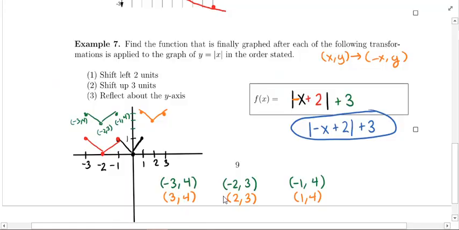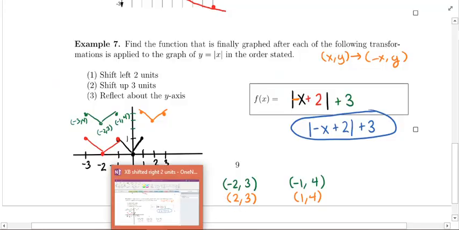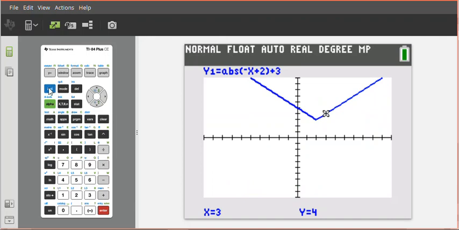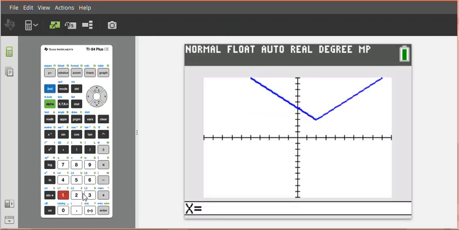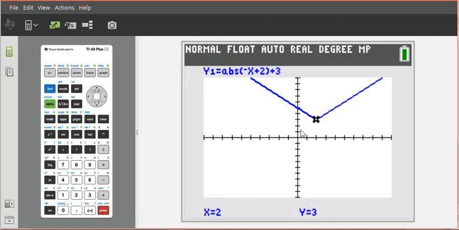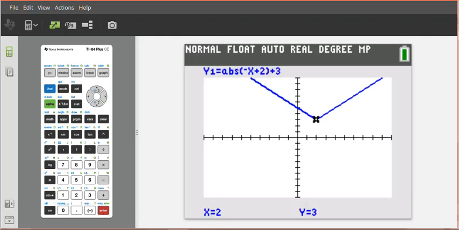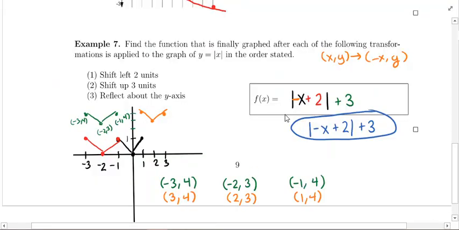And then let's look at 2, 3. It should also be on this graph. Let's do second trace or second calculate. Follow my cursor here. We're going to calculate, hit option 1 to calculate the value. We're going to look at what's happening at x equals 2. 2, 3 is on the curve. Going back to my notes here, there it is, 2, 3.